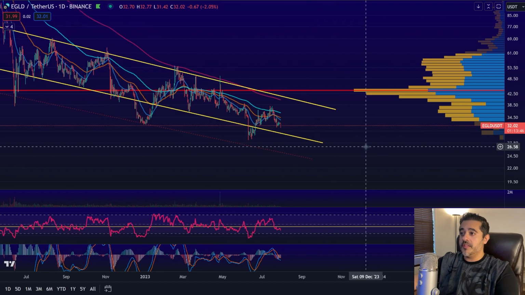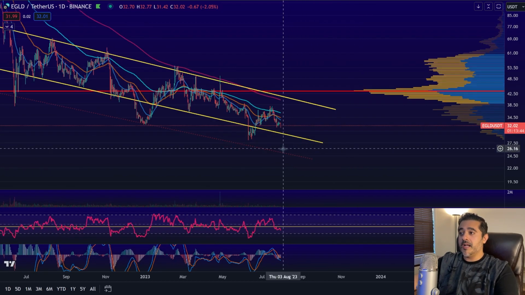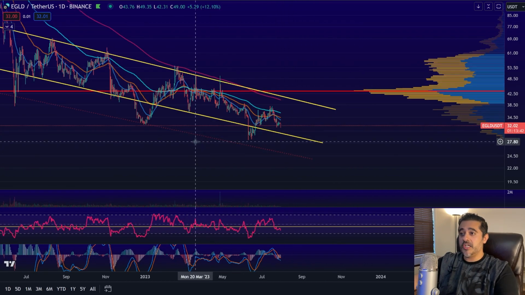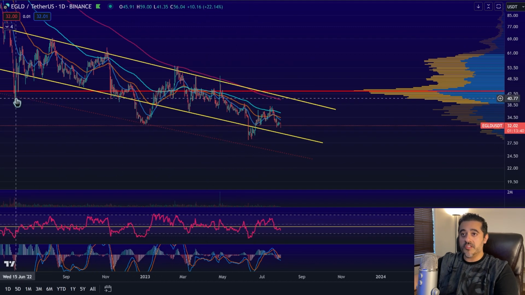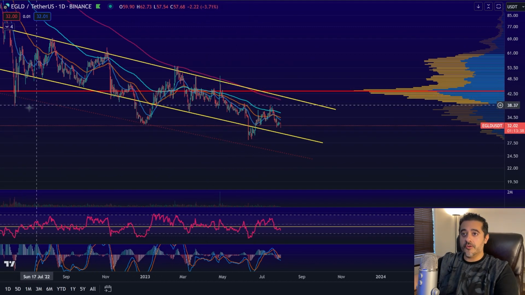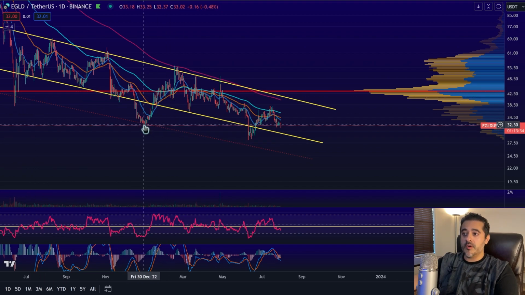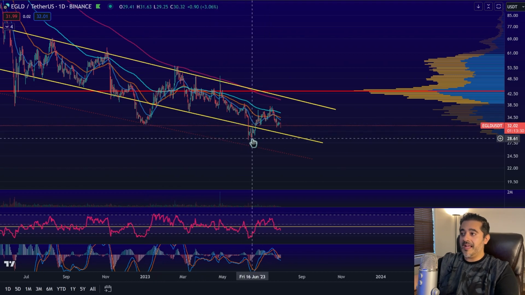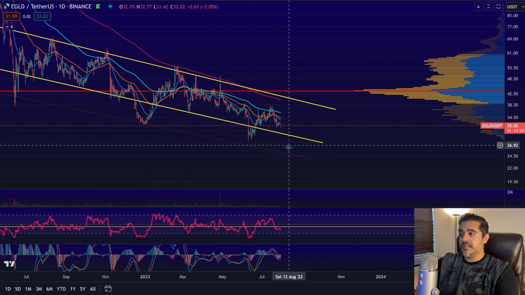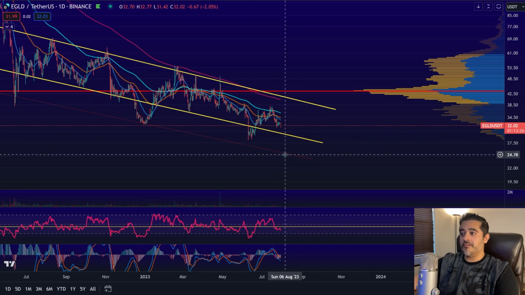So what I'm doing with EGLD is continuing to put my buy orders underneath the descending channel where we've seen bottoms before. We saw one at around $40 when it was up here back in June 2022. And then in December 2022, we saw it bottom out at 32. We recently fell back into that area at around $28. If we go down and touch that again, it's right around 25.